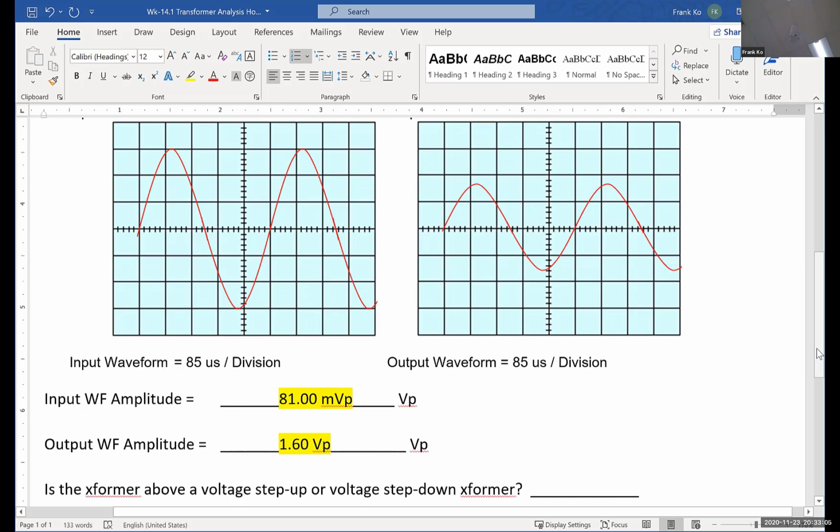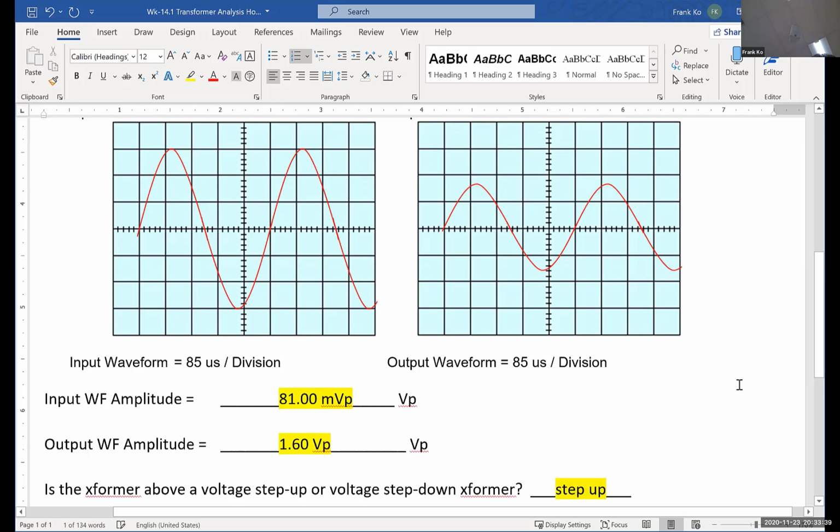Why? Well, I need you to verbalize the why. Yeah, because the output voltage is bigger than the input voltage, yes? The output voltage is 1.6 volts, whereas the input is only in millivolts. So this would be a voltage step up transformer. Step up. It helps if I spell that correctly. It's hard typing with gloves. Step up. So far, so good.